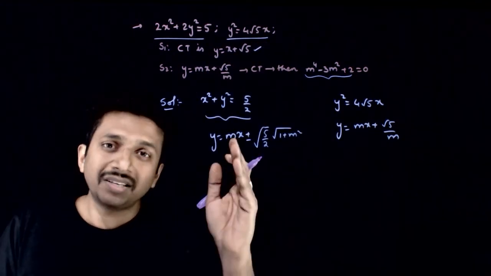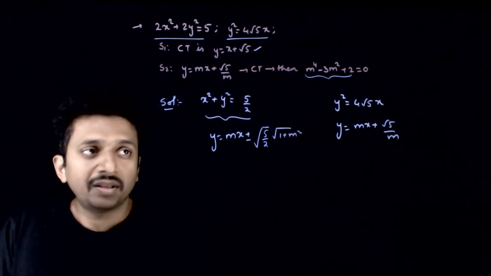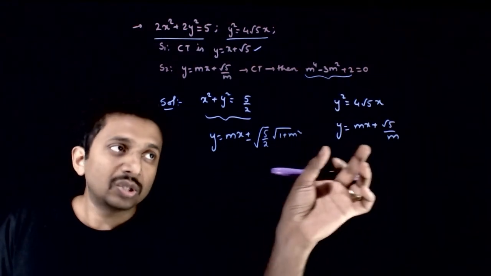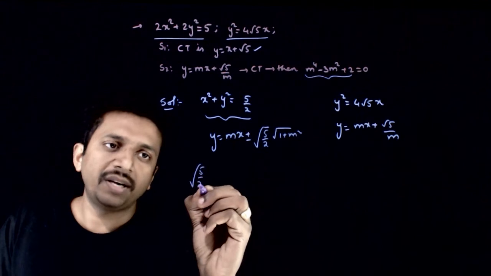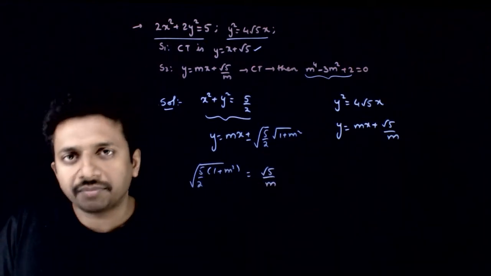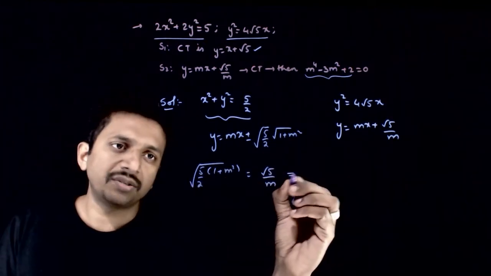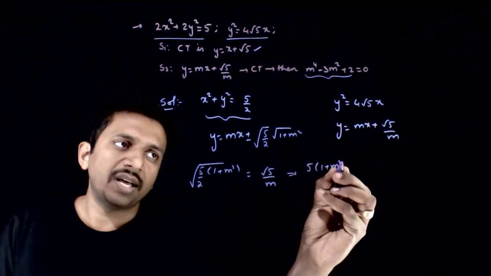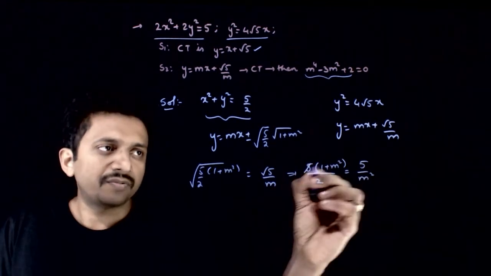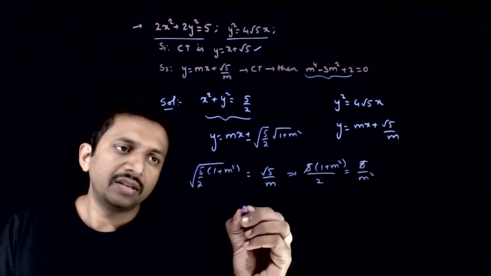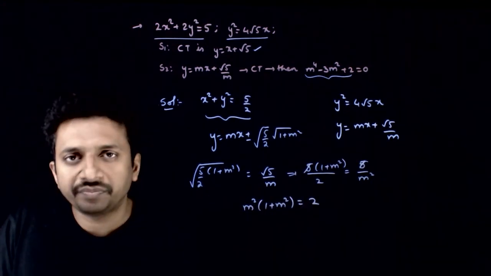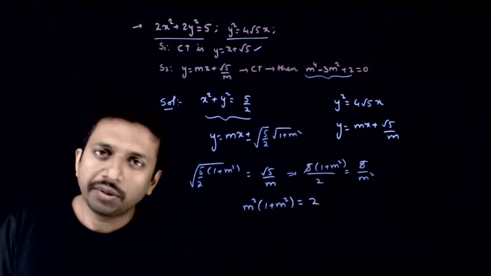So if I want a common tangent to the circle and to the parabola, these two lines have to be equal. That means the constants have to be the same. So √(5/2) times √(1 + m²) equals √5/m. If I square both sides, you get 5(1 + m²)/2 = 5/m². So the 5 and 5 get cancelled, and m²(1 + m²) has to be equal to 2.